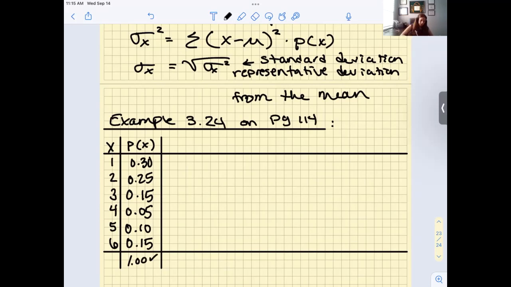All right, so the next column you're going to do is take each individual value and multiply it by its probability, because we're going to need to find that expected value. So 1 times 0.3 is 0.3. What's the next one? 0.5, next.